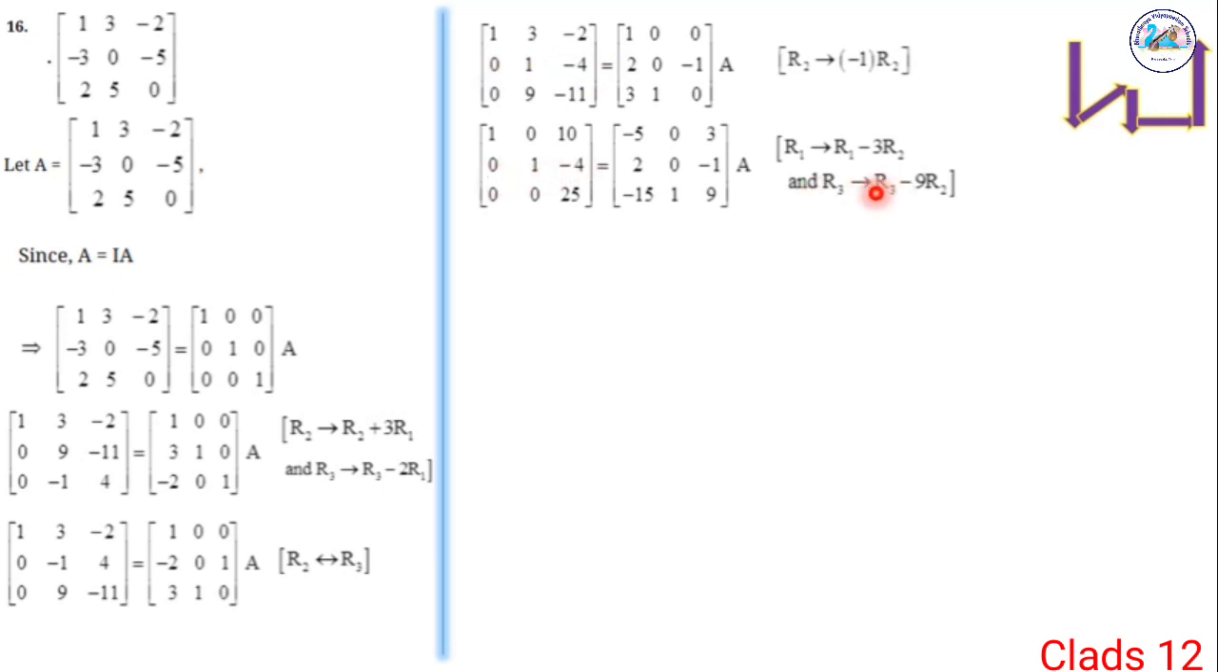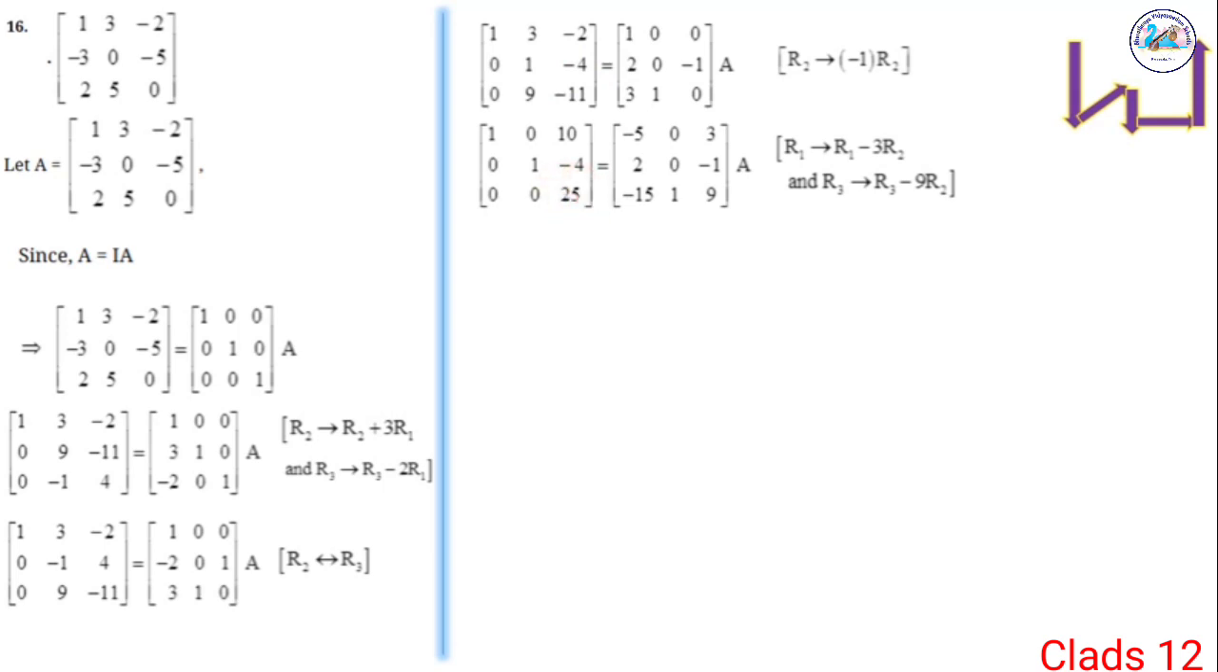Next R3 is changing. R3 minus 9 R2. See R3 is 0 minus 9 into 0. 0 minus 0, that becomes 0. Next R3, 9 minus 9 into 1. 9 minus 9 again 0. Next minus 11 minus 9 into minus 4, that is 36 minus 11, that becomes 25.